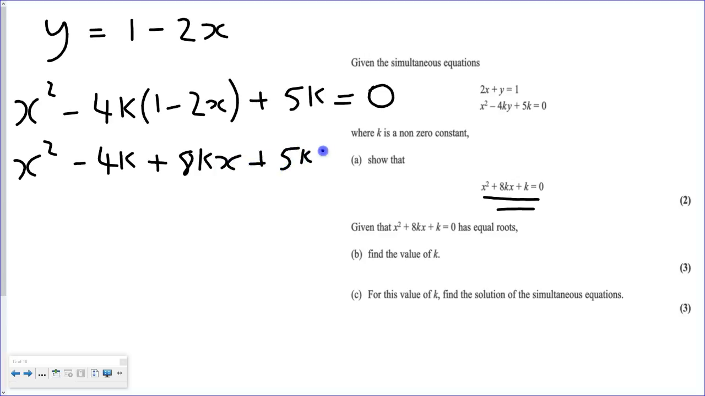we get the following. And then all we then need to do is just 5k minus 4k just makes a positive k, as well as the 8kx I already have here. And thankfully I get what I was asked to show.